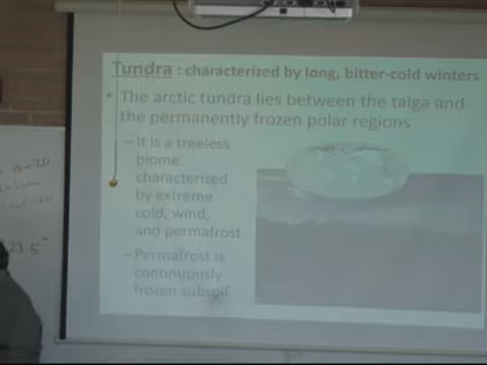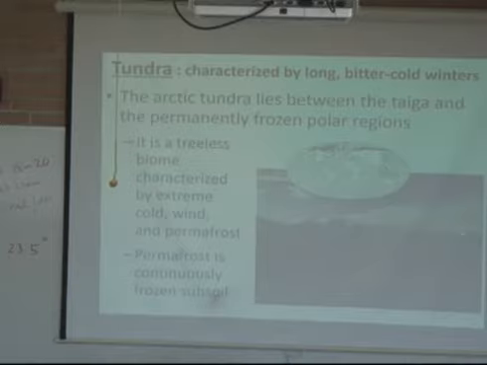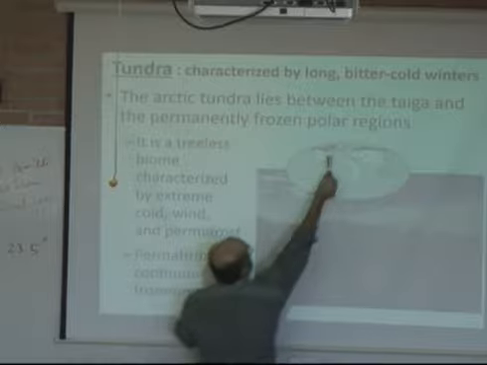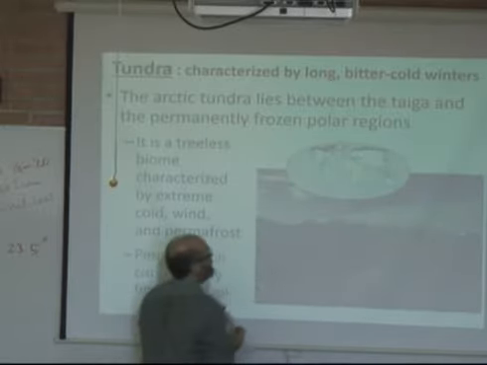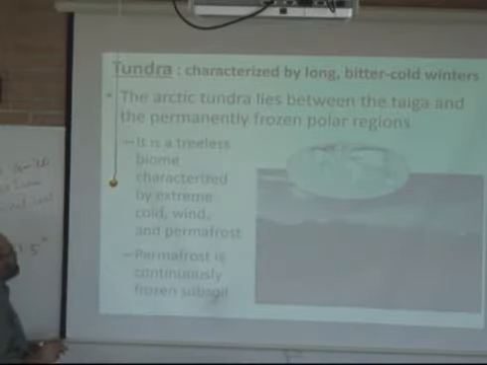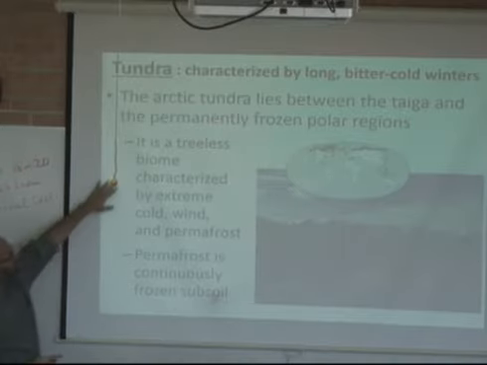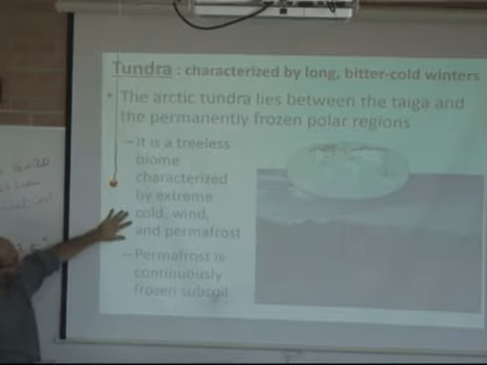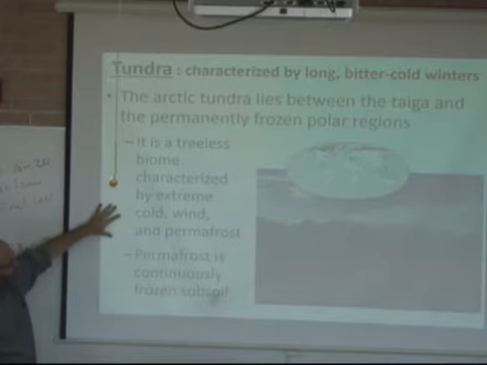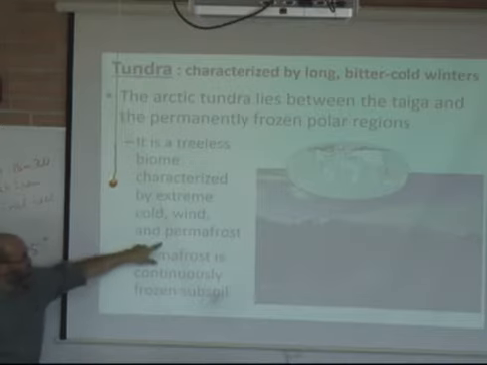Tundra is characterized by long, bitter, cold winters, since it is located very close to the ice biome, so it stays frozen. It is very close to the pole. This one is on the North Pole, a completely treeless biome characterized by extreme temperatures. They don't have a whole lot of vegetation there. They do have some seasonal plants. Their soil is called permafrost.